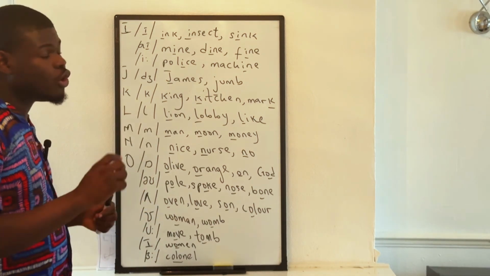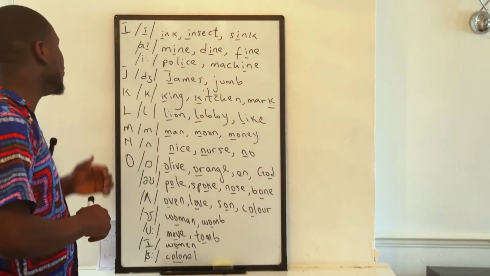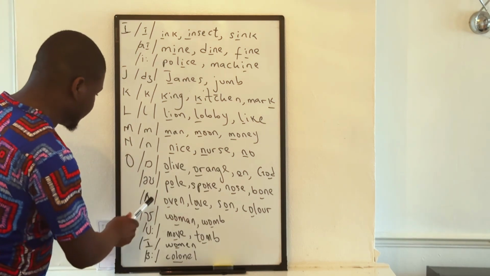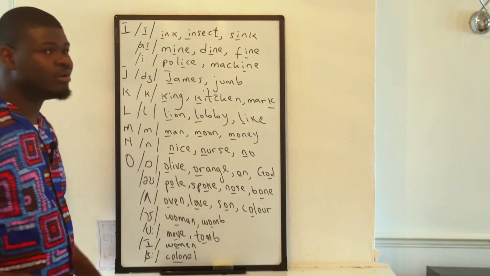So letter O, the other big deal, letter O gives us how many sounds altogether? 1, 2, 3, 4, 5, 6, 7. Yeah, about 8 of that.